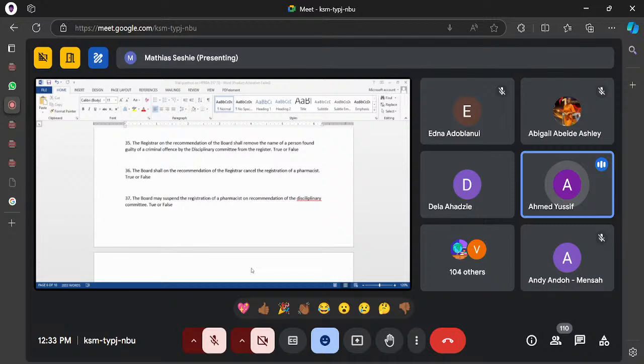If you make a false declaration too, you can be suspended and later restored. If you contravene a provision too, you can also be suspended and later restored. Cancellation: once your name is cancelled, it's highly unlikely that you return, for example if you lost the qualification. But with suspension, you have returned. Okay, thank you.